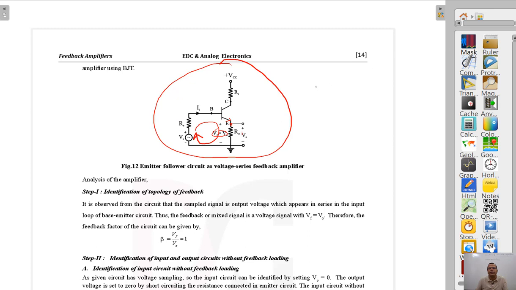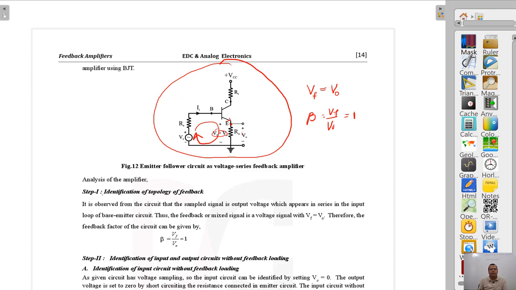I repeat, here the feedback voltage Vf, which is being fed in the input loop, is equal to the output voltage itself. Fine. And you know what beta is? Beta is nothing but the feedback voltage by the output, and if both are the same, this must be equal to 1.